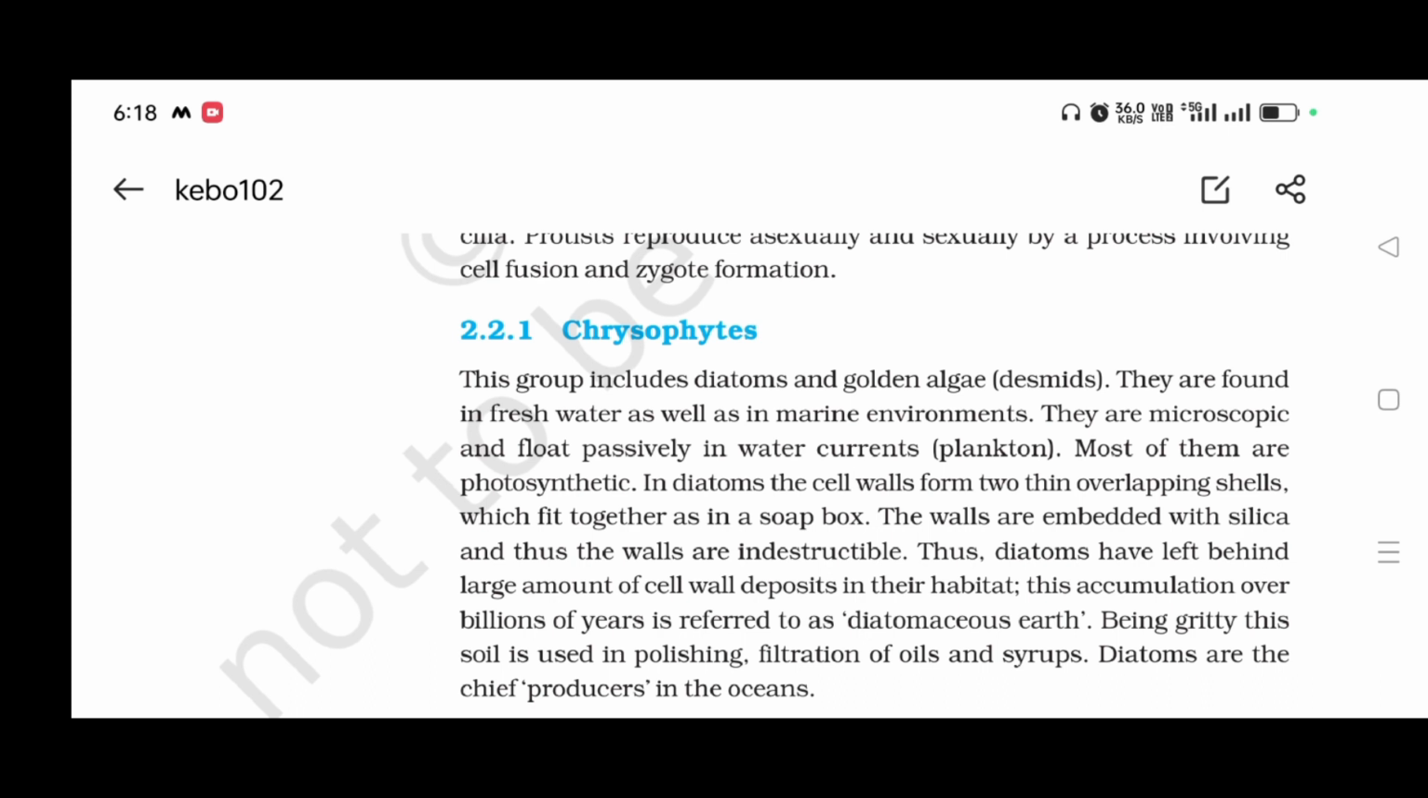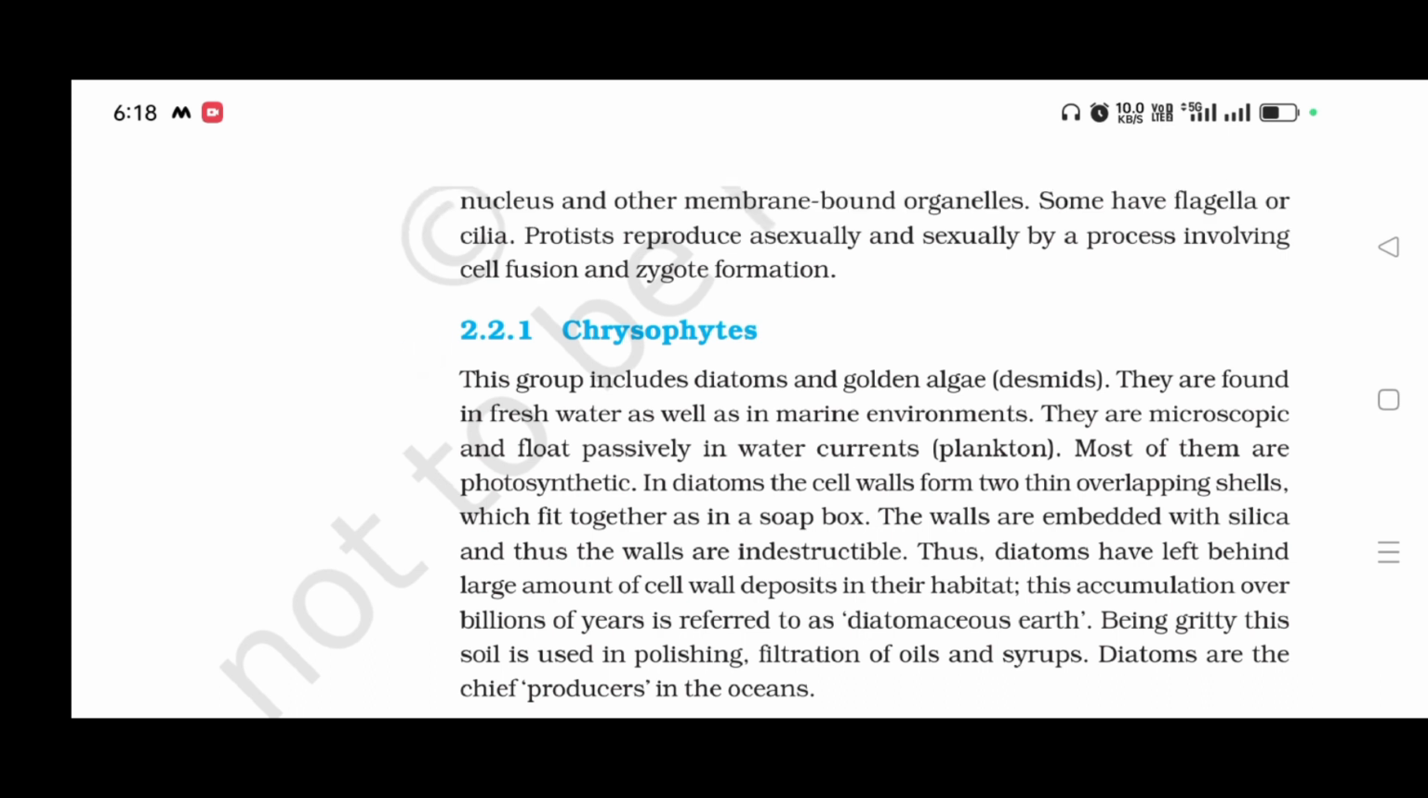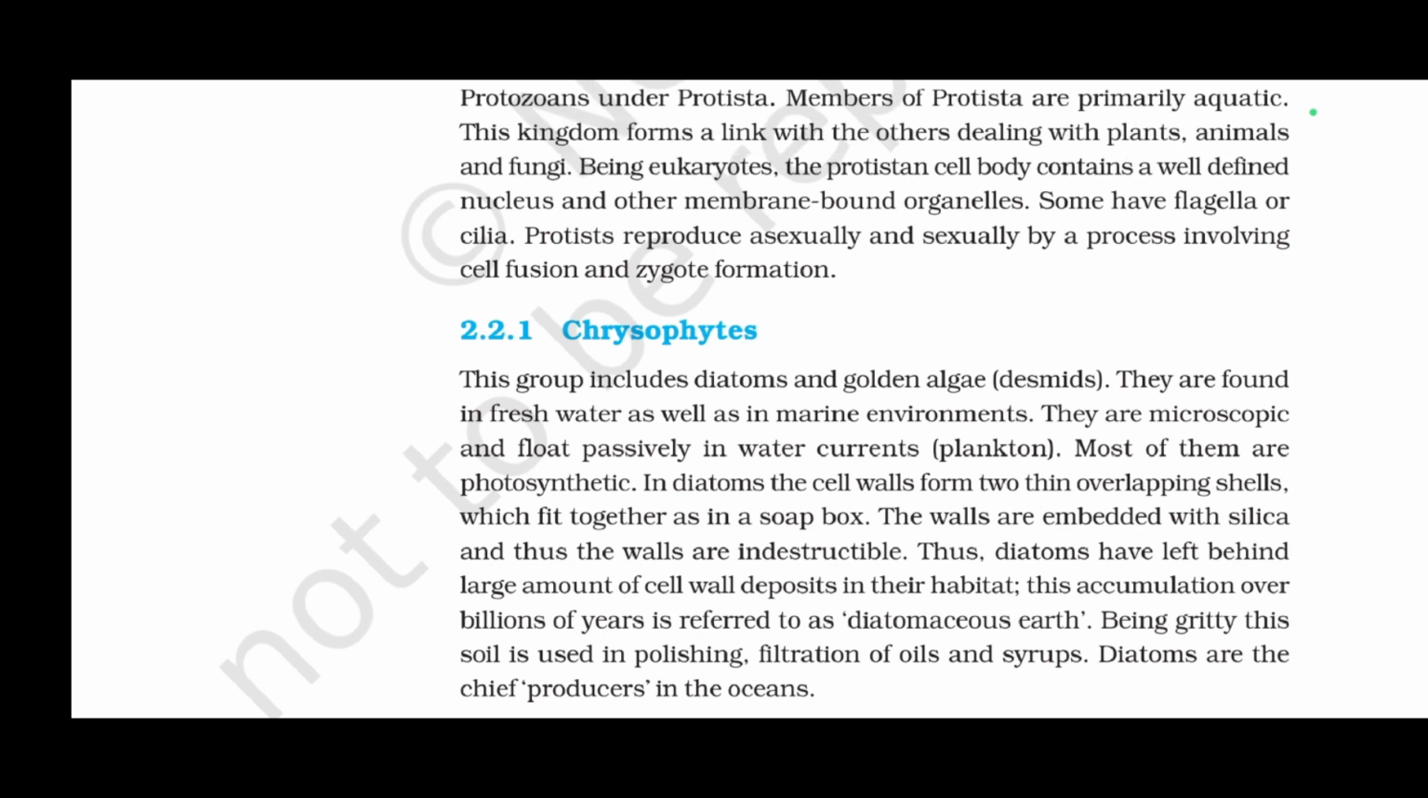This group includes diatoms and golden algae like desmids. They are found in freshwater as well as in marine environments. They are microscopic and float passively in water currents, known as plankton. Most of them are photosynthetic.